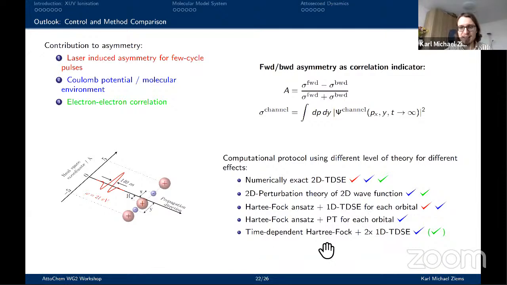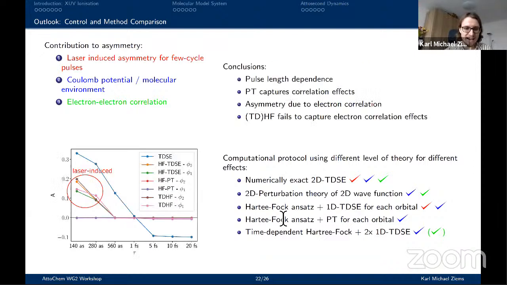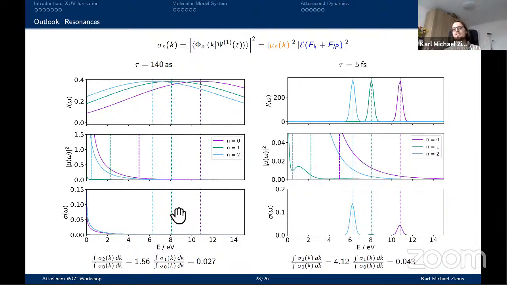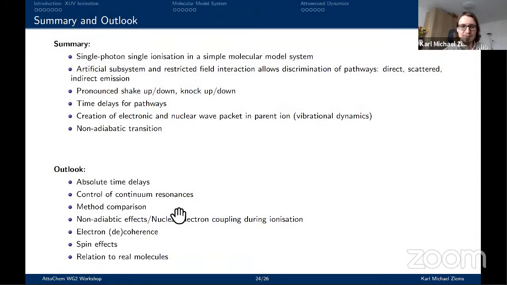And then we did basically the same analysis with different methods: our TDSE, perturbation theory, Hartree-Fock, and time-dependent Hartree-Fock. What we basically see there is that only TDSE or exact perturbation theory, or 2D perturbation theory, are really able to reproduce our asymmetries, which we see across a range of pulses, and that Hartree-Fock, as expected, but also time-dependent Hartree-Fock, are not able to reproduce our correlation effects. And I would like to say more about trying to understand how continuum resonances depend on pulse length and wavelength, but this is something for a different talk. Or I'm happy to discuss this in the Meet the Speaker session.